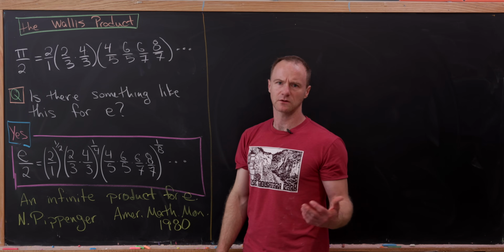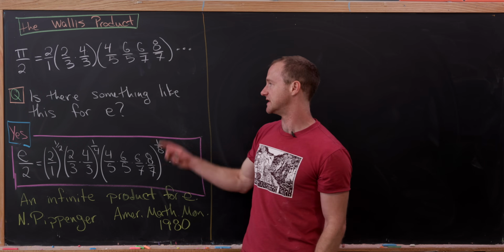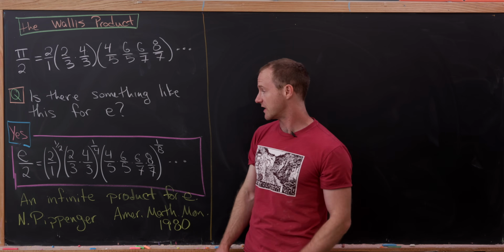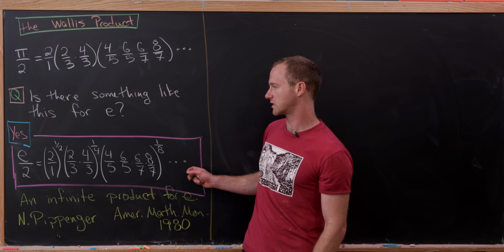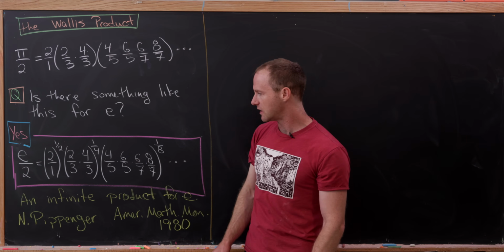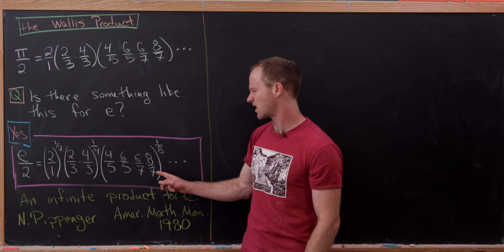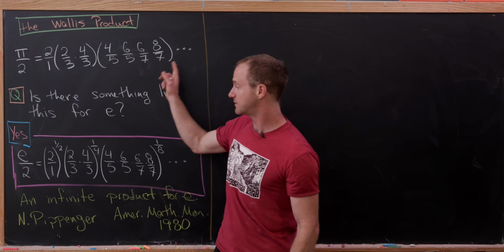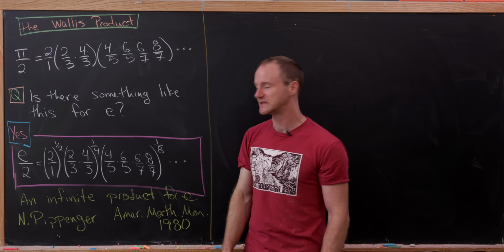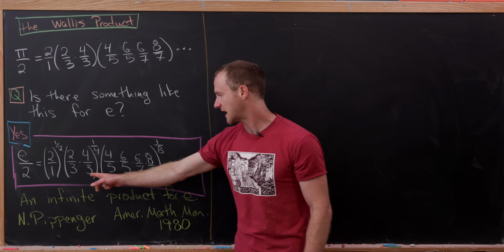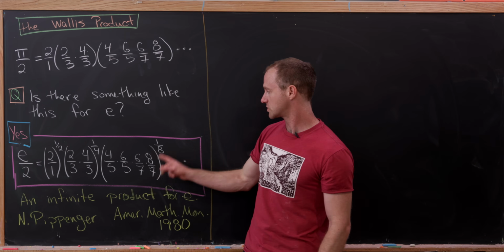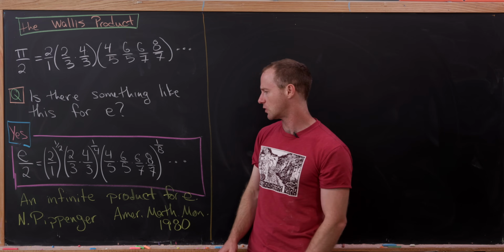And so the question that we'll answer here today is, is there something like this for e? And in fact there is, and here's the expression we're looking for. Notice we have e over 2 is this product. Notice that all of the terms are the same, except we raise the 2 over 1 to the half power. The next two terms are raised to the quarter power. The next four terms to the 8th power, and so on and so forth.